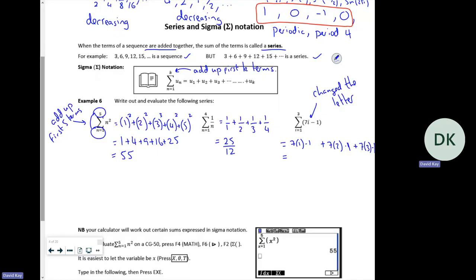And if I do that, what have I got there? So I've got a 6. I've got 14 take 1 is 13. And I've got 20. And if I add them together, it gives me 39. There you go. That's not too bad, is it?